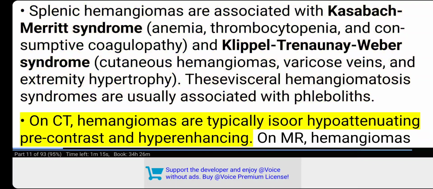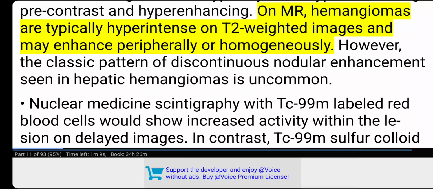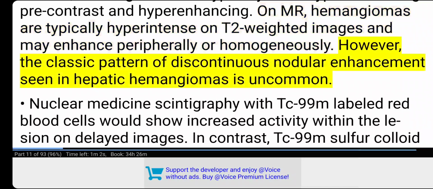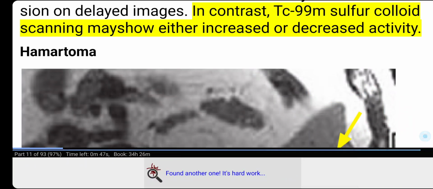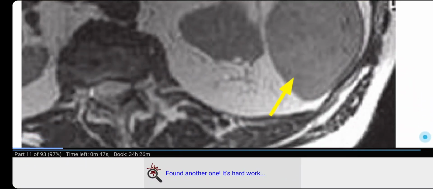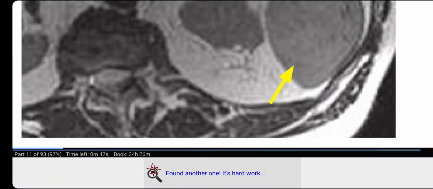On CT, hemangiomas are typically isoattenuating to hypoattenuating pre-contrast and hyperenhancing. On MR, hemangiomas are typically hyperintense on T2 weighted images and may enhance peripherally or homogeneously. However, the classic pattern of discontinuous nodular enhancement seen in hepatic hemangiomas is uncommon. Nuclear medicine scintigraphy with Tc-99m labeled red blood cells would show increased activity within the lesion on delayed images. In contrast, Tc-99m sulfur colloid scanning may show either increased or decreased activity.